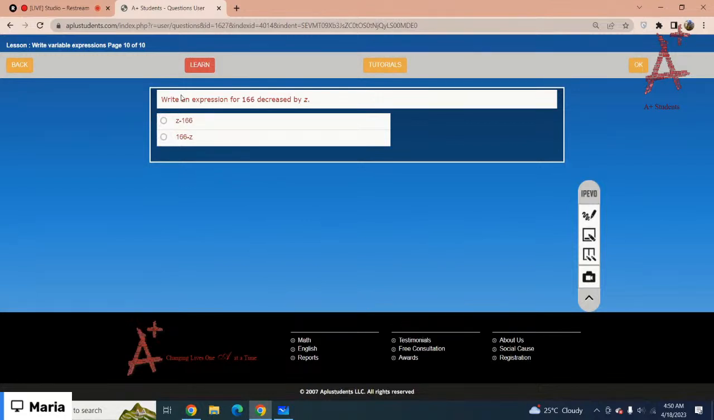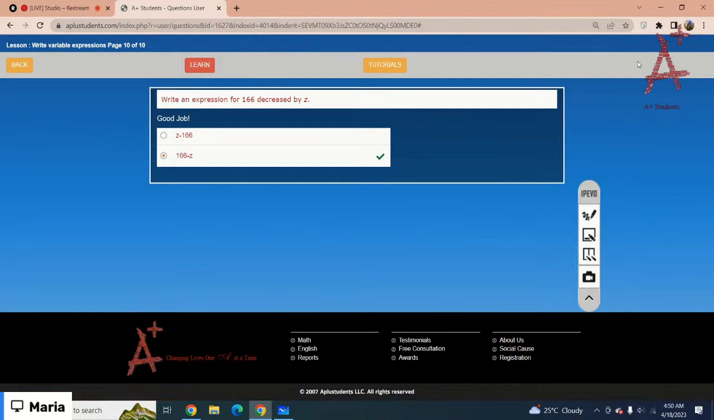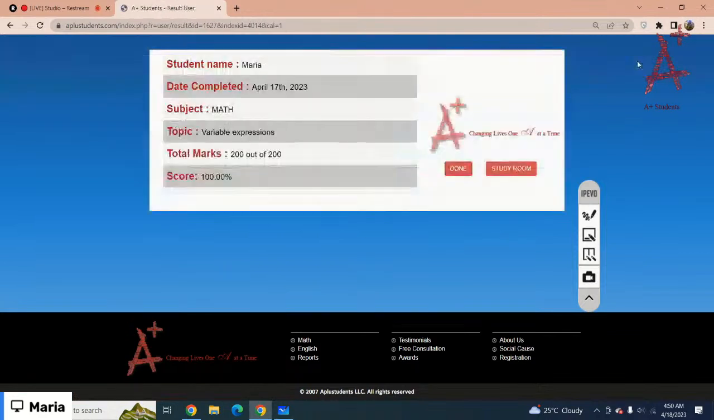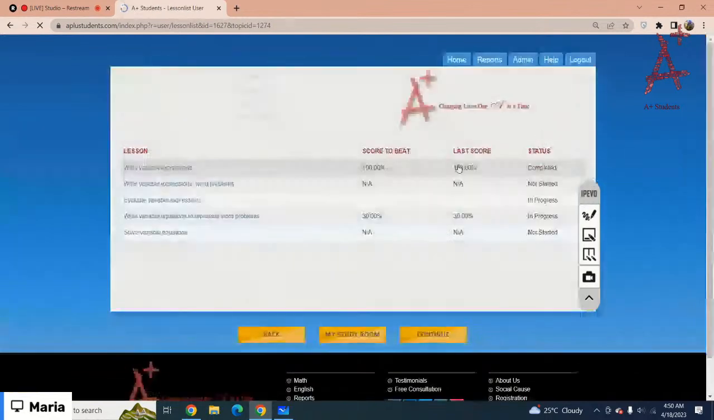It would be 166 decreased by Z. So it would be 166 minus Z, the second option, is the correct option. Got it? We're done with the lesson. Let's just move on to the next lesson.